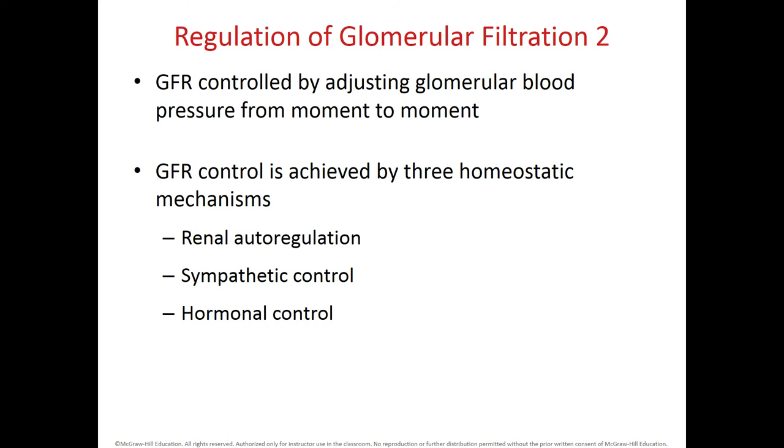GFR is controlled by adjusting the perfusion of the glomerulus from moment to moment. And there are three mechanisms that control the glomerular filtration rate. We have something that is called glomerular or renal autoregulation. We have sympathetic control and hormonal control.